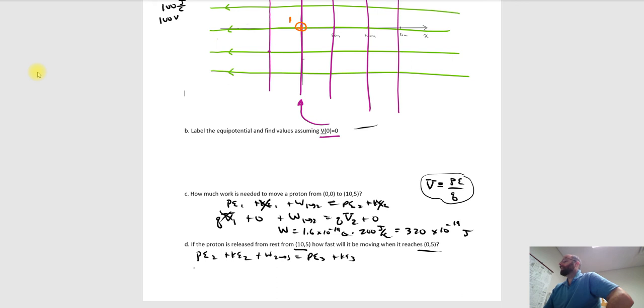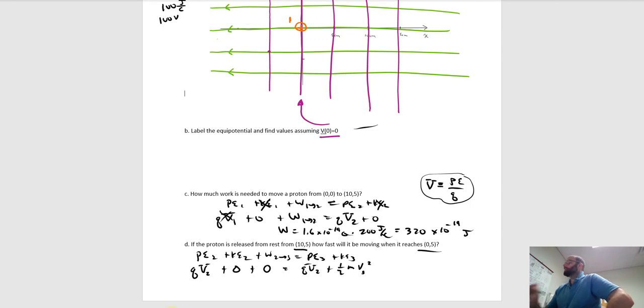PE2 can be written charge times potential 2, and we have a value for potential 2. KE2 is 0. Work is 0. I'll come back and describe why that is in a minute. PE3 is charge times potential 3, and then KE3 can be written 1/2 m velocity at 3 squared.